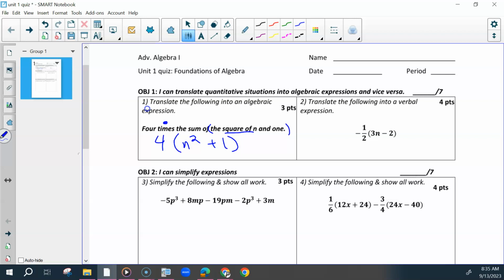Some of you switched 1 and n squared. I said that was okay, but in general, we should be writing it as we see it in the same order. The 3 points here were, did you get each of the operations correctly? The multiplying, the parentheses, the square, and the plus. Questions on that?